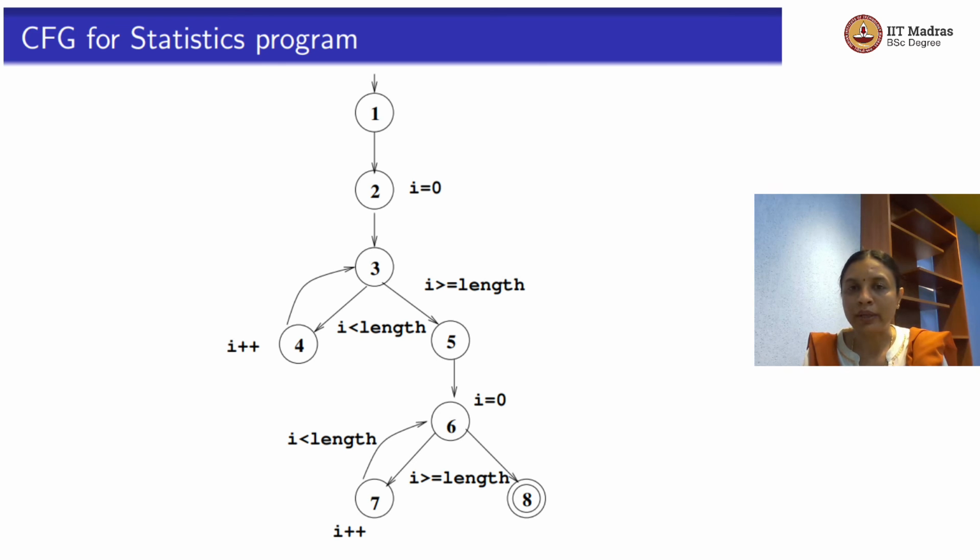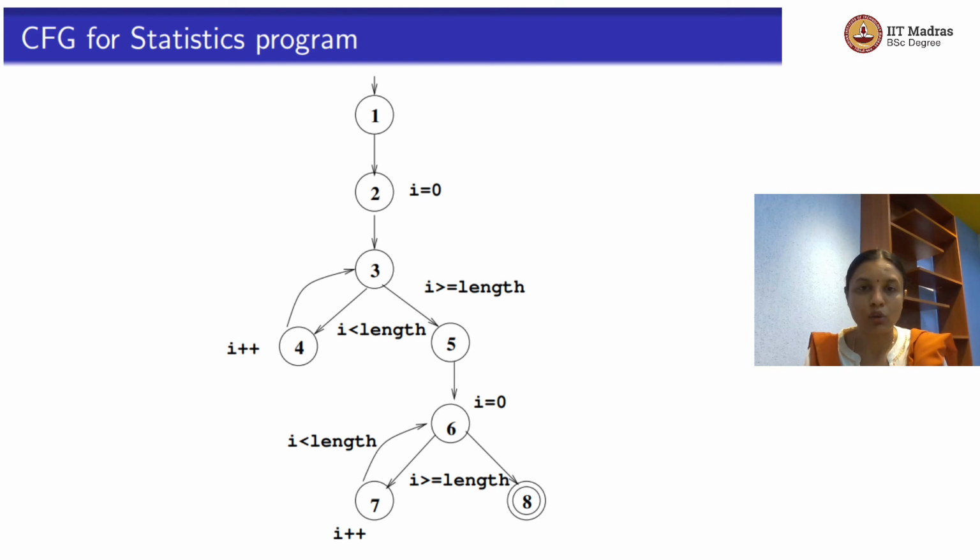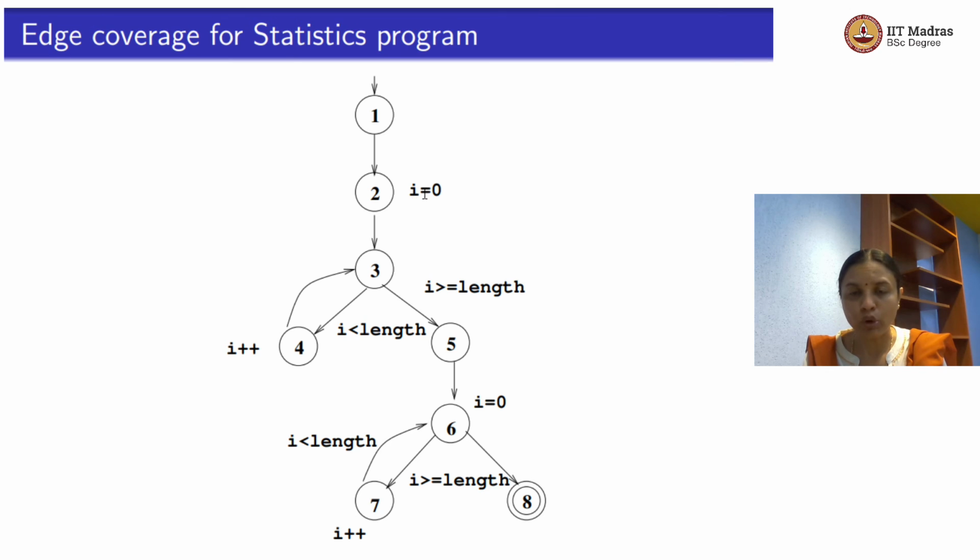So node 1 represents a basic block that has all those initializations. Nodes 2, 3, 4 represent repeated iterations of the for loop. This one starts the for loop by setting i equal to 0, and 3 to 4 to 3 to 4 represents repeated iterations of the for loop. When I finish computing the sum in the first for loop, I go to node 5, then to 6 to 7 to 6 to 7, which represents the second for loop, and printing of all the other values.